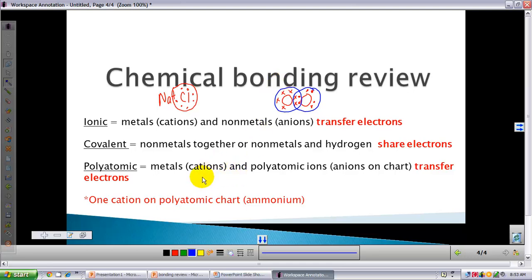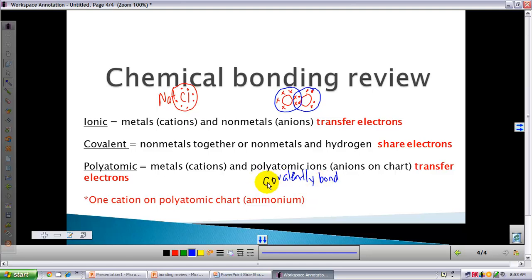Then you've got polyatomic bonds. Polyatomics are generally between your metals and these ions that are on your chart. Now the polyatomic ions on the chart are covalently bonded groups. So these are sort of like your best friends at the lunch table. Those are the ones that you're really close to. You share your secrets with each other, and just spend more time together.